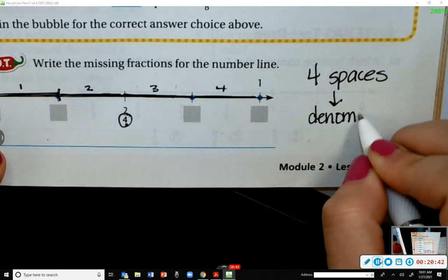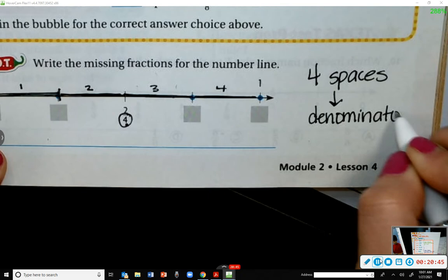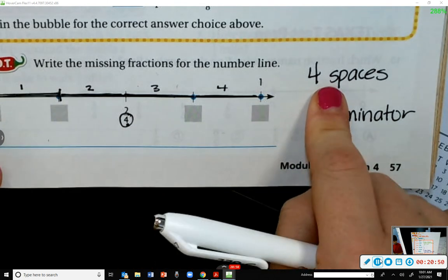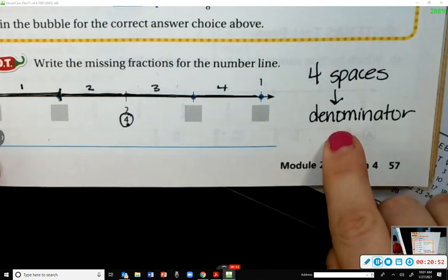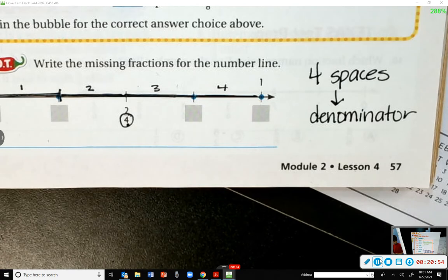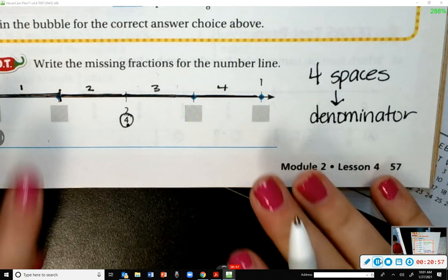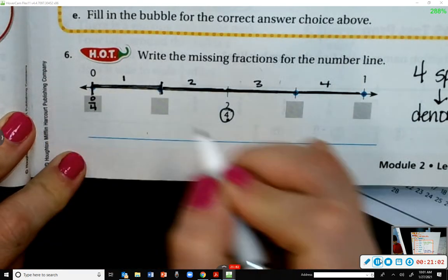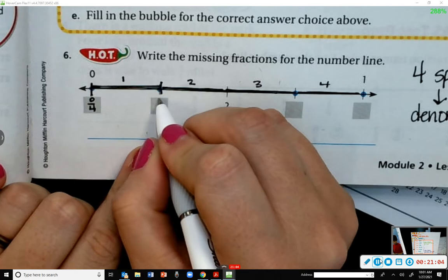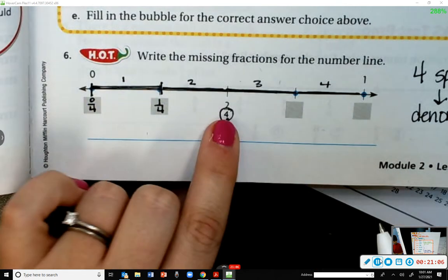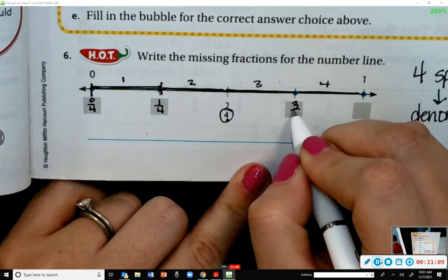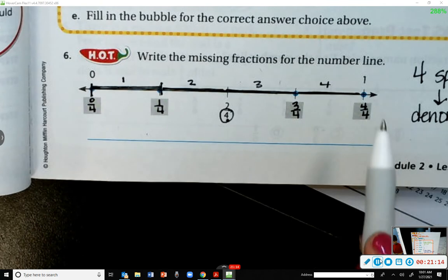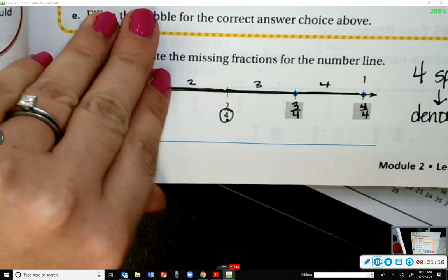Yes, but in a minute we're going to look at number lines where the denominator is not given to you. So since there's 4 spaces on the number line, then that number becomes your denominator. Okay? So at the beginning you should have put 0 fourths. And then 1/4, 2/4, 3/4, and 4/4. Okay? Any questions on that? No.